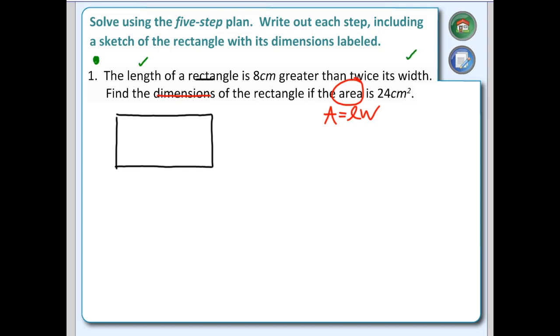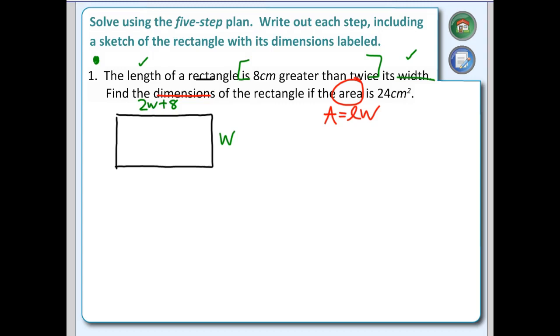So who are we going to write down first? Remember back in chapter 1 we said the last shall be first. So we're going to put the width as W. If the width is W, the length is 8 centimeters greater than twice its width. How are we going to write that? Well, 8 centimeters greater means plus 8 than twice its width.